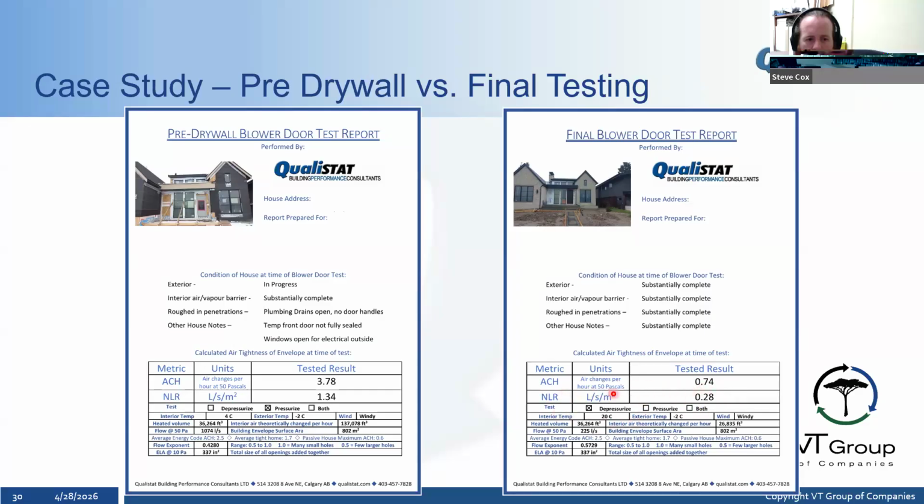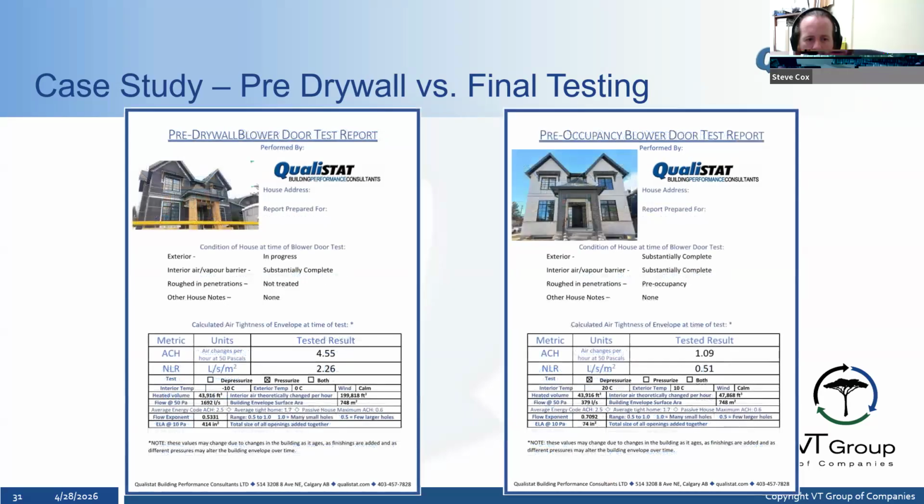And then that was a depressurization test as well. So we're pulling any dampers closed. But interestingly, the ELA remained the same at 337 square inches. Again, that's a software thing that comes from, in this case, HOT2000, the software we were using for these calculations. So this is another one in the northwest of Calgary here.